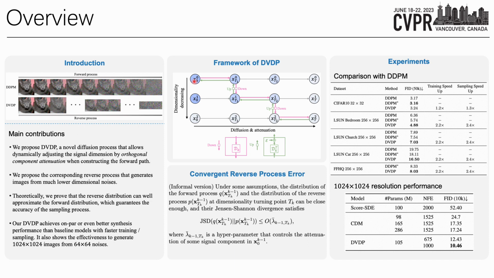To construct DVDP, we concatenate several diffusion processes with decreasing dimensions by downsampling operations. To ensure the downsampling is approximately reversible, we attenuate the lost data component so that the information loss is small enough. This negligible information loss theoretically guarantees a small difference between the forward and the reverse distribution. Experimental results show the effectiveness of our DVDP and the acceleration on both training and sampling.